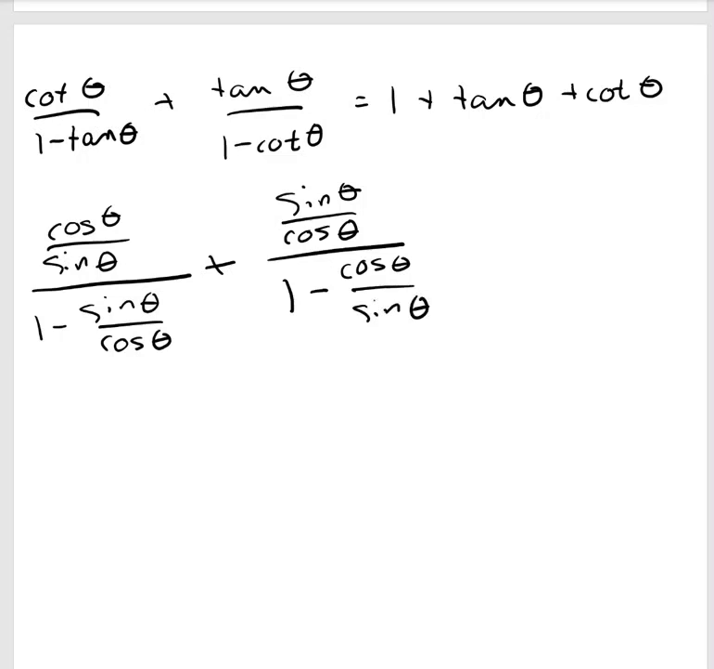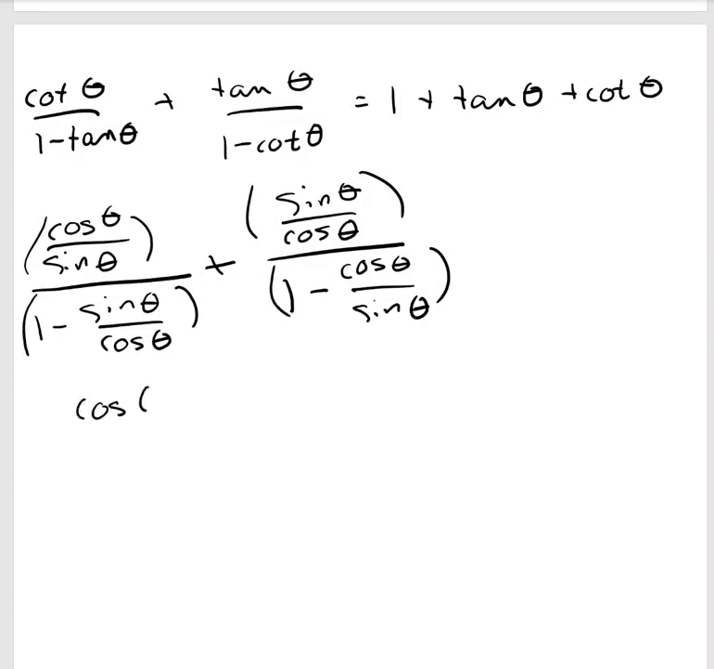So now everything is written in terms of sine and cosine. I don't have anything on the right, but I don't want anything on the right. I want to end up proving what's on the right. So now as I want to go a little farther, I have these fractions within a fraction, and I really don't want to have that.